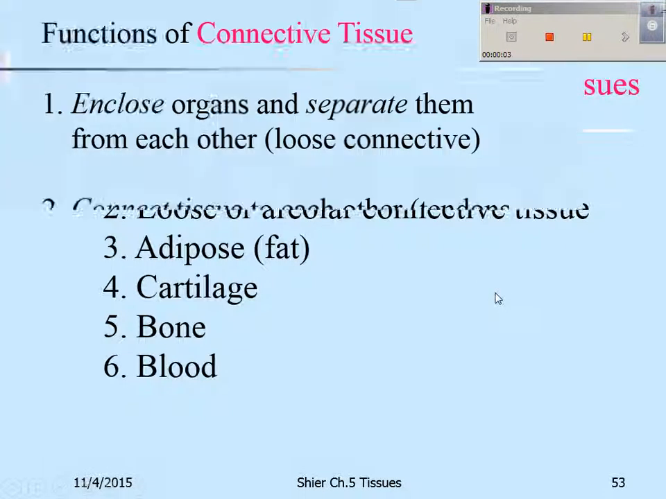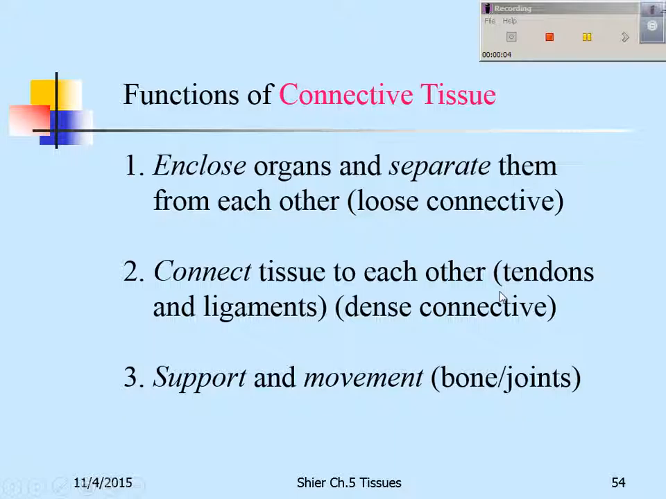Let's go ahead and look at the specific functions of connective tissue. One of the first things we find connective tissue doing is that it encloses organs and separates them from each other. This is what loose connective tissue is. I like to think of it as a kind of mesh around the different organs in our body. It holds all those different things in place, but also separates them from each other.